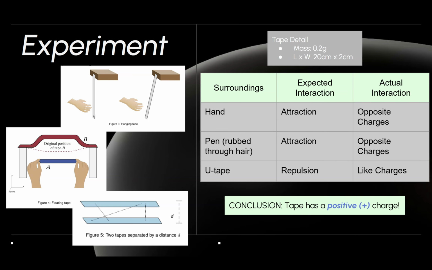and with the actual interaction, you know that they're opposite charges, so they will attract. Same thing with the pen. I just took my pen and rubbed it through my hair real quick, and it actually did very well. And then with the U-tape, you expect the opposite to happen since they are the same charge, since they both were ripped off quickly. And then, simple conclusion, the tape has a positive charge.